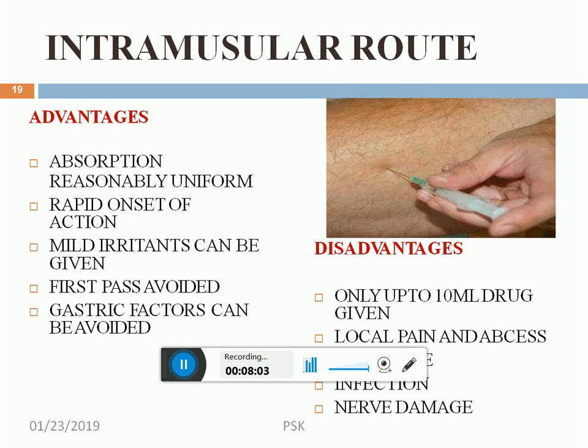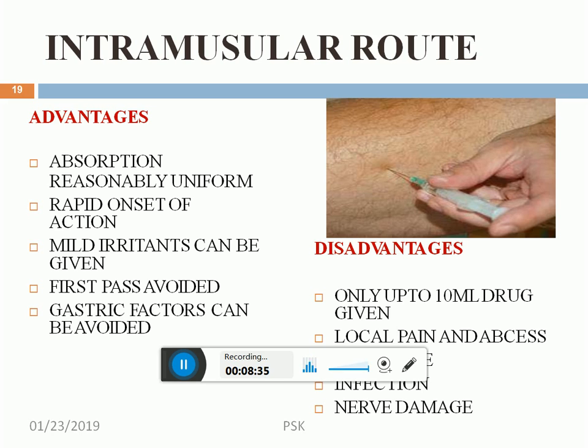So the next one will be the intramuscular. You can go through the slide. There are some advantages and disadvantages when drug molecules are given by the intramuscular route. The absorption will be reasonable and uniform, with rapid onset of action. Mild irritants can be given. First pass will be completely avoided, and gastric factors can be avoided while using the intramuscular route.